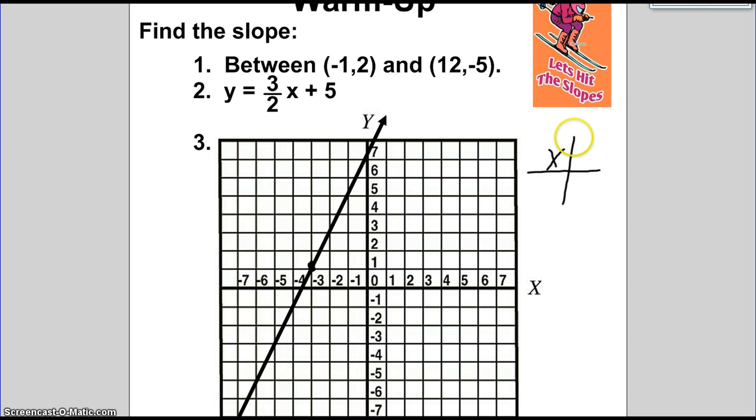Put it in a table. I have -1 and 2, 12, -5. I find the difference in the horizontal direction, which is a positive 13, and here it's a -7. So my slope here is -7 divided by 13. Remember, it's rise over run.